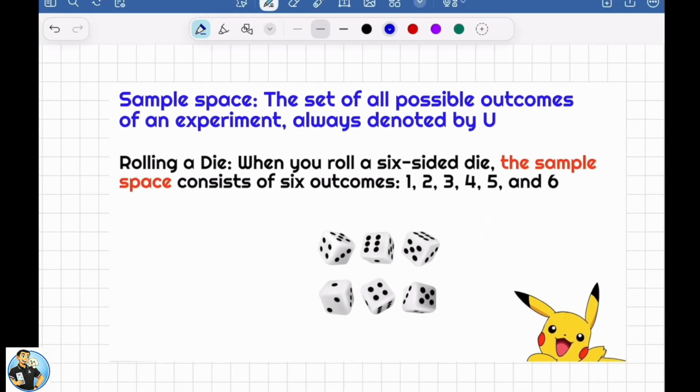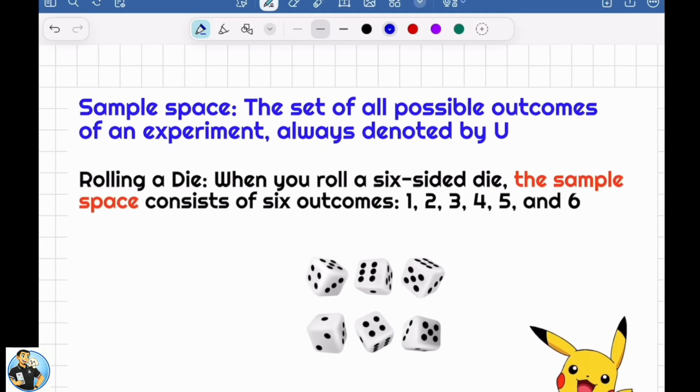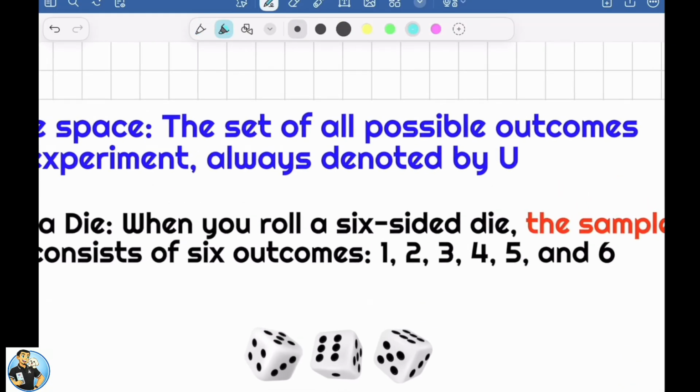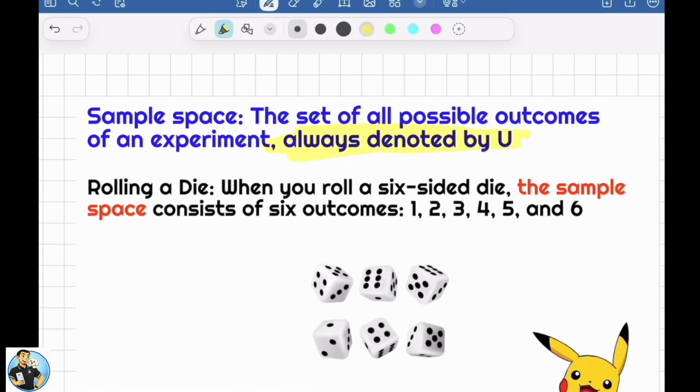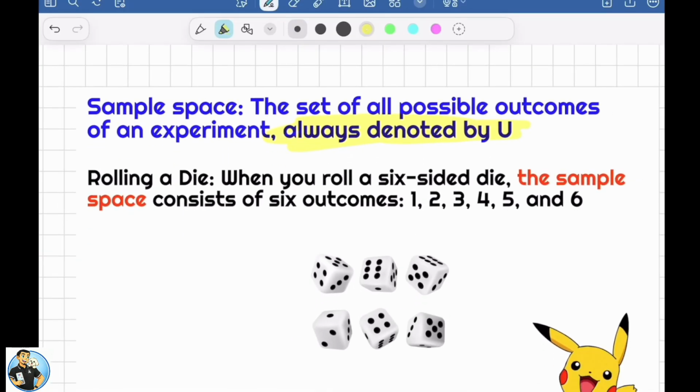Then this is important when we are going to calculate some probabilities. Sample space. So what is the sample space? Okay, we need to consider first the definition. That is all the possible outcomes, all the possible results from the experiment. Okay, we are going to use this letter U to represent the sample space. U represents sample space.